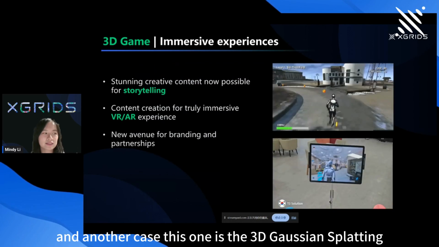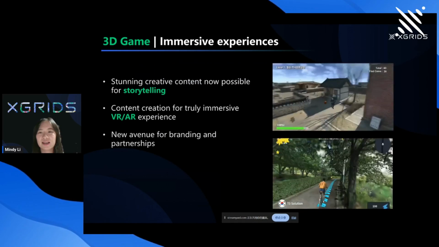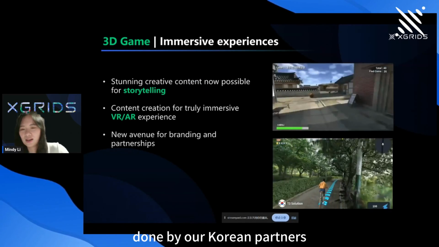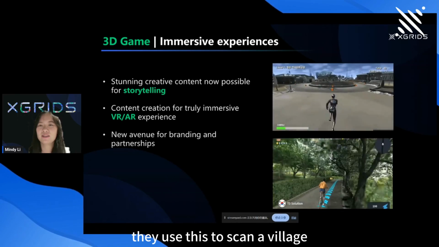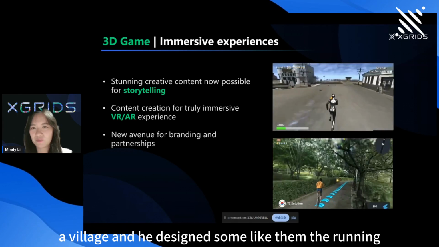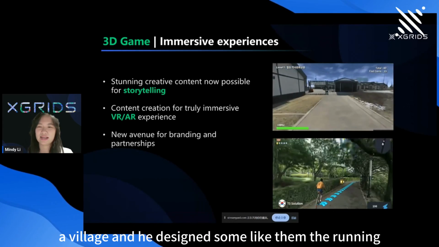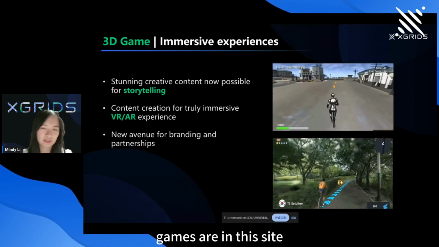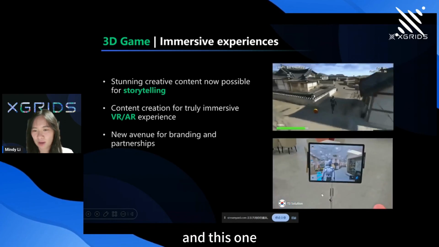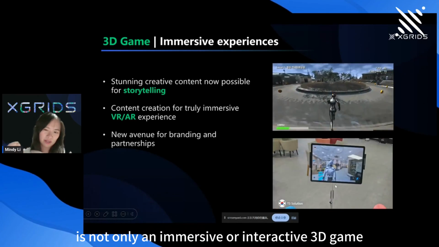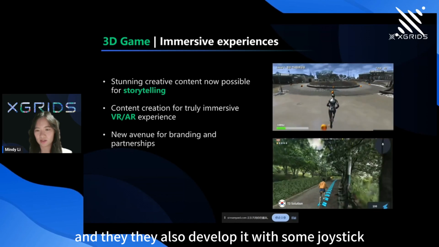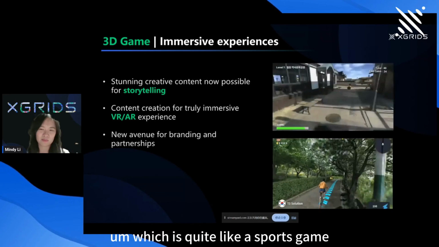And another case, this one is a 3D GAN. These are two 3D GANs done by our Korean partners. They use this to scan a village, and it's a relatively large village. And he designed some running games in this site. And this one is not only an immersive or interactive 3D game. They also developed it with some joystick, which is quite like a sports game.